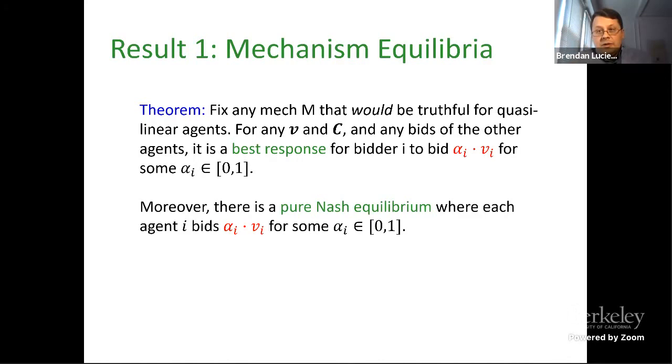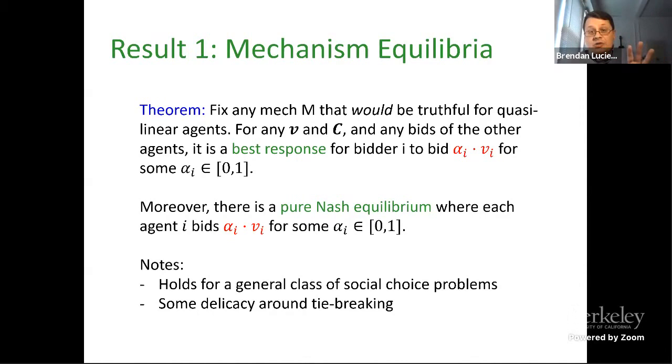Okay. Some notes about this. This holds for a reasonably general class of social choice problems. Really, the main condition we need is convexity of the outcome space, which we can think of as saying the mechanism's able to randomize. But outside from that, it's actually quite general.